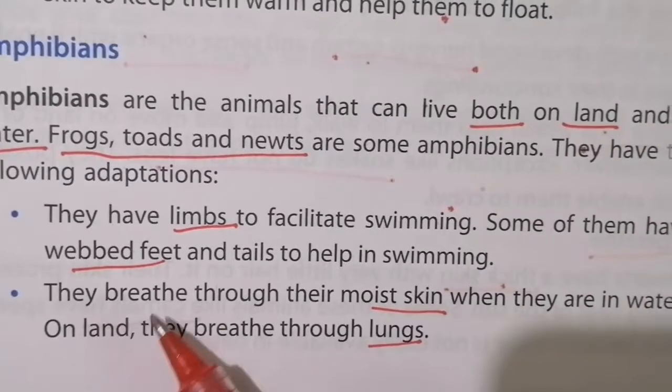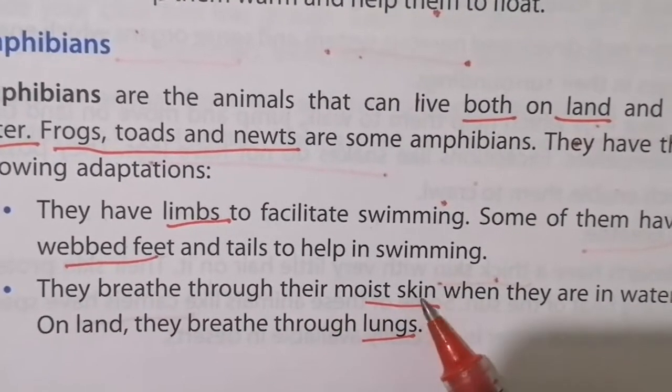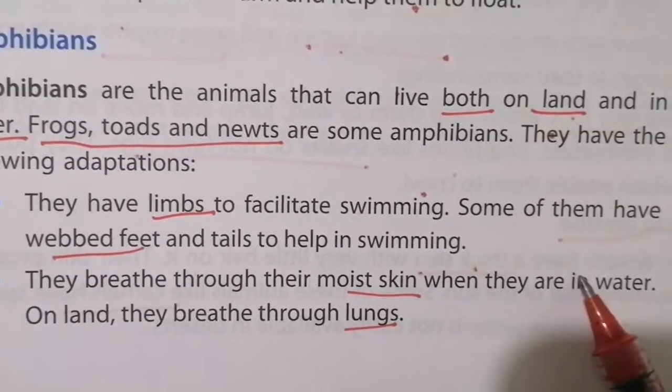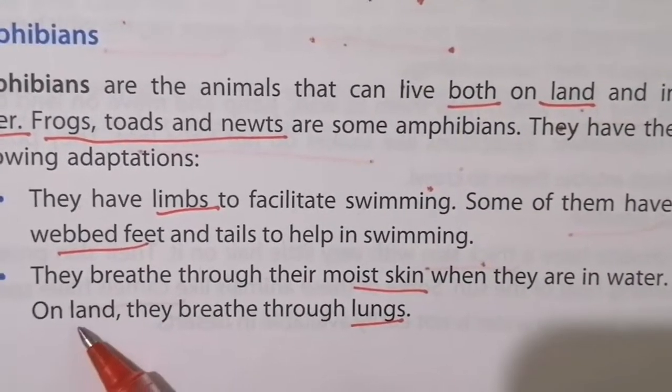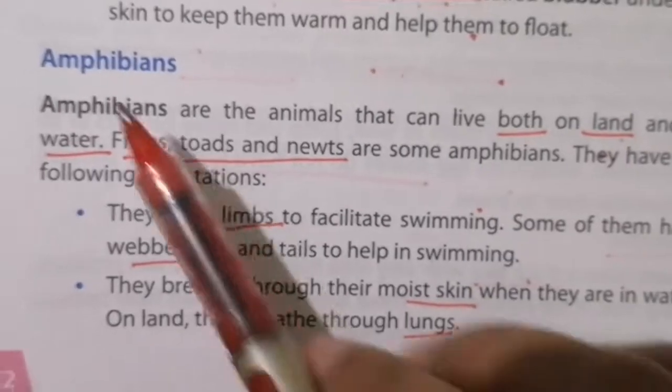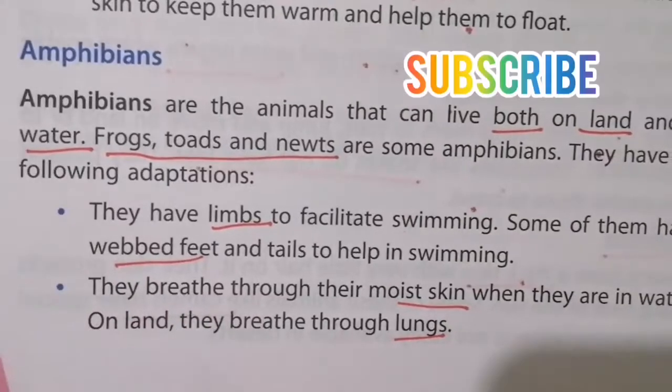Second one, they breathe through their moist skin. So how do they breathe? Through the skin when they are in water. And when they are on land, they breathe through the lungs. Is it clear? This is the adaptation for your amphibians.